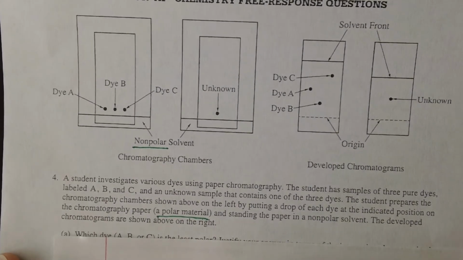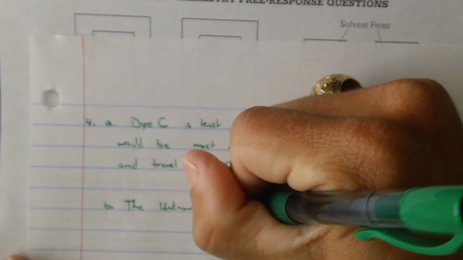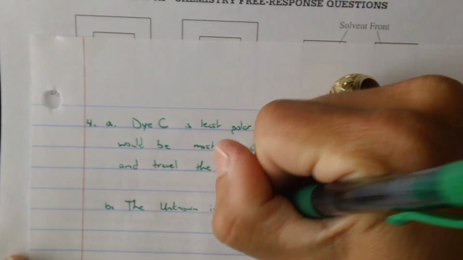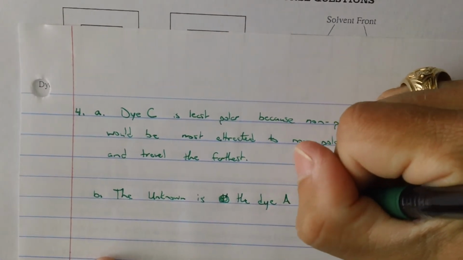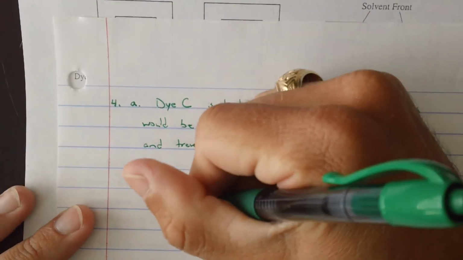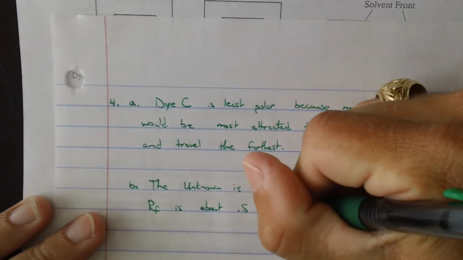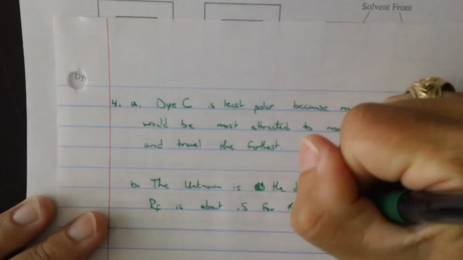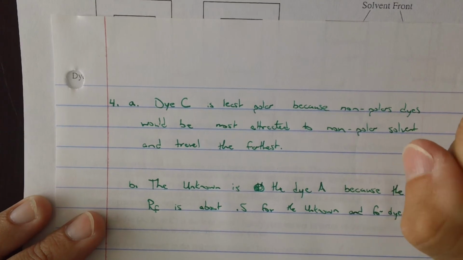And so for B, on the problem, the unknown is dye A. And you guys are familiar with retention factors, so you can say because the RF value, the retention factor, is about 0.5 for the unknown and for dye A.